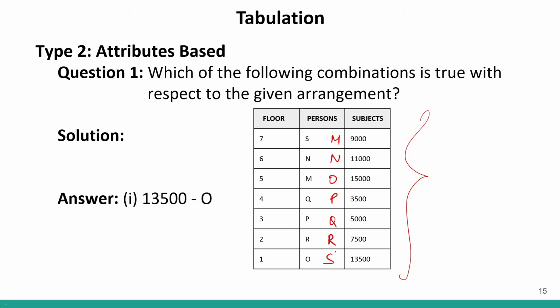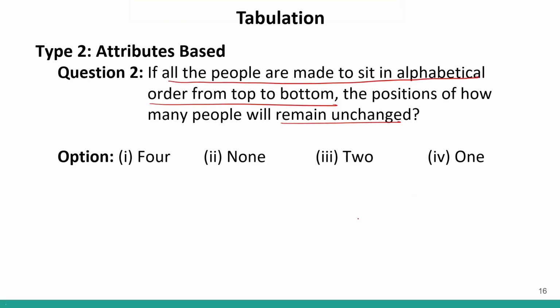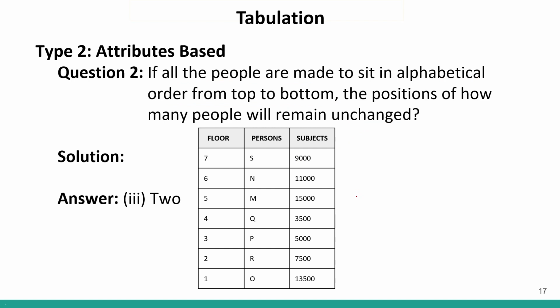How many positions remain unchanged? So I can see N remains unchanged. I can see R remains unchanged. So 2 positions I can see remain unchanged. So my answer will be option number 3, 2. 2 positions will remain unchanged.